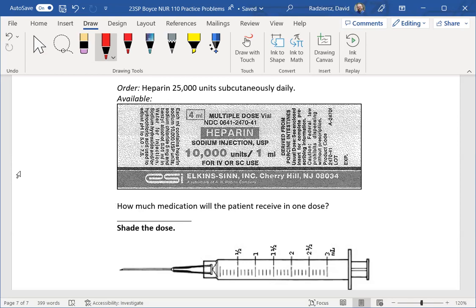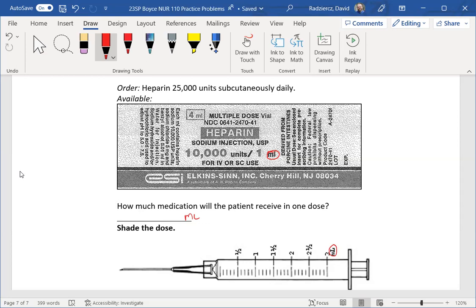We have a different thing. They're asking you to shade in the dose after marking what the dose is. Now, when we know that it's an injectable, that's your clue when it asks you to calculate the medication. That's your clue that it's milliliters. The other clue is milliliters. So if you're ever wondering what we're supposed to be doing, just look to see what is available.